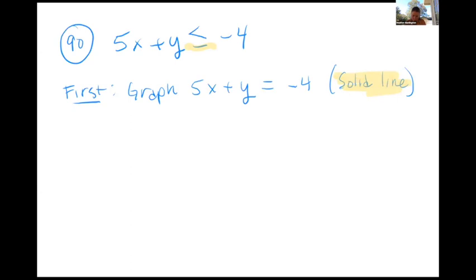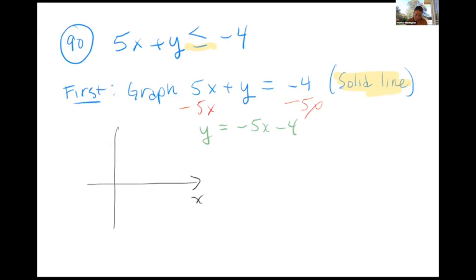Okay, let me go back. I like to use, you can use whatever method you like. So we have y equals negative 5x minus 4. Okay, so I'm graphing that line. I'll keep it in green.